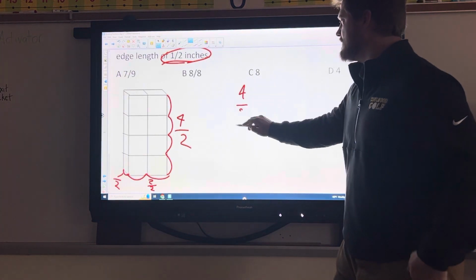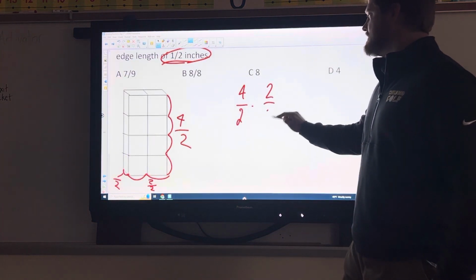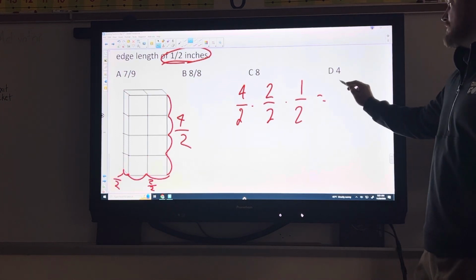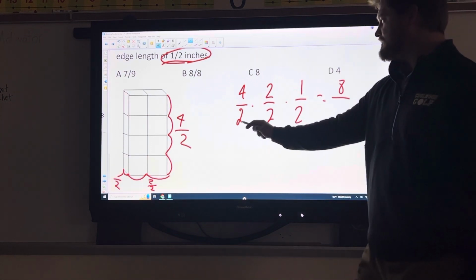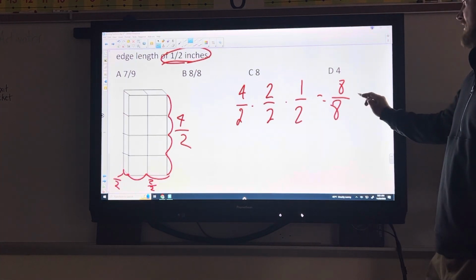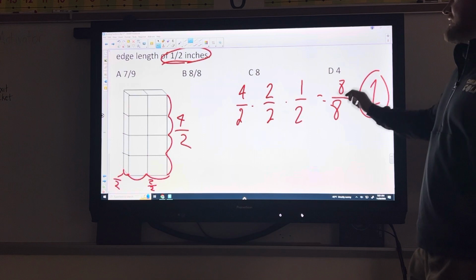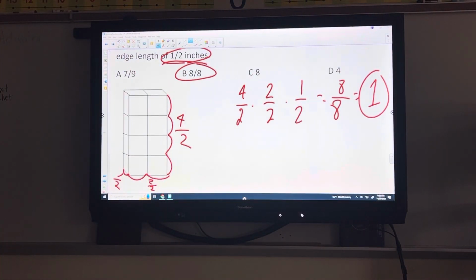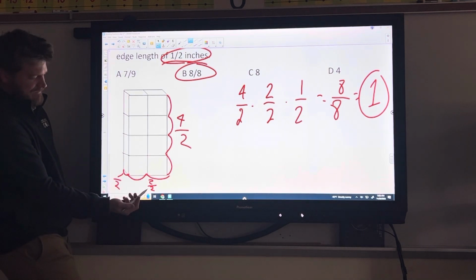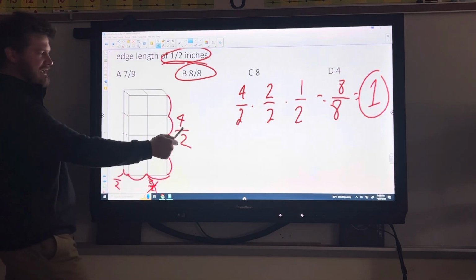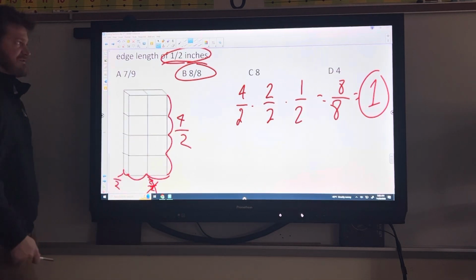We have 4 over 2 times 2 over 2 times 1 over 2. 4 times 2 is 8 times 1 is still 8. 2 times 2 is 4 times 2 is also 8. And 8 over 8 is 1. This answer is 1 cubic inch, or I guess the answer is 8/8 there. Another way to do it, if you simplify this, 2/2 is equal to 1, so we don't really need to multiply by that. 4/2 is equal to 2, and 2 times 1/2 also gives us 1. That's a quicker way to do it.